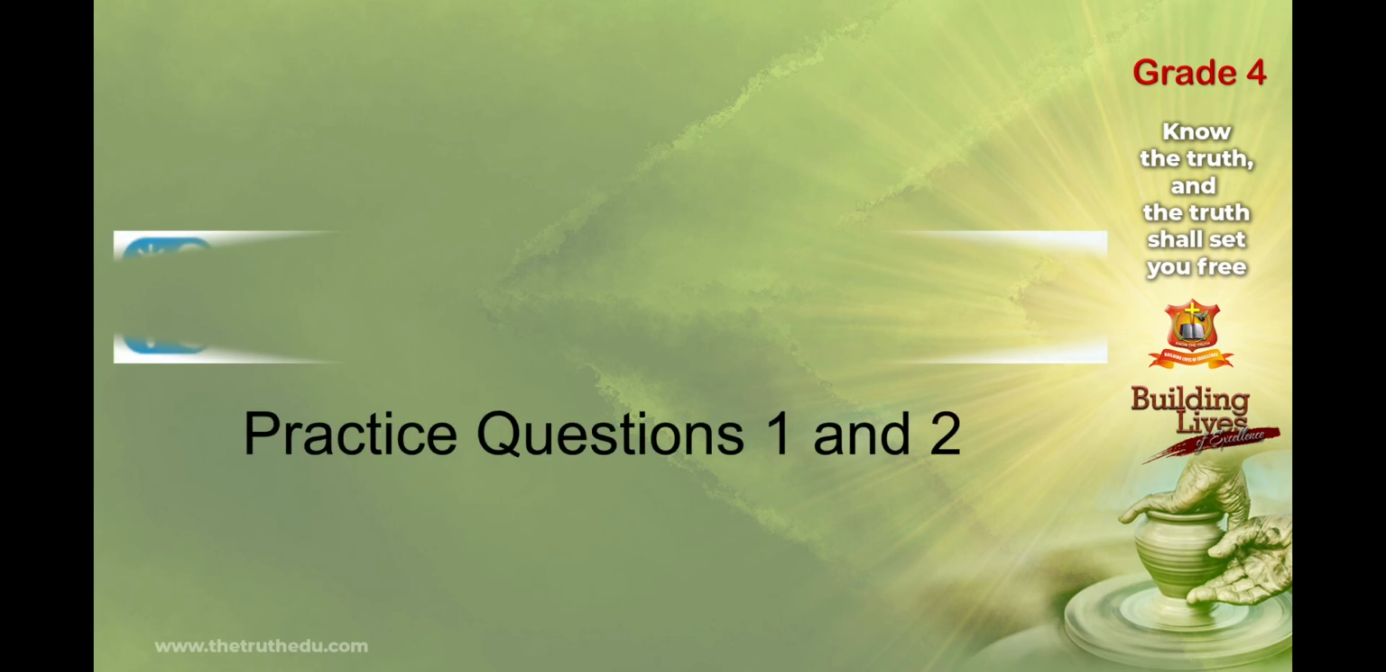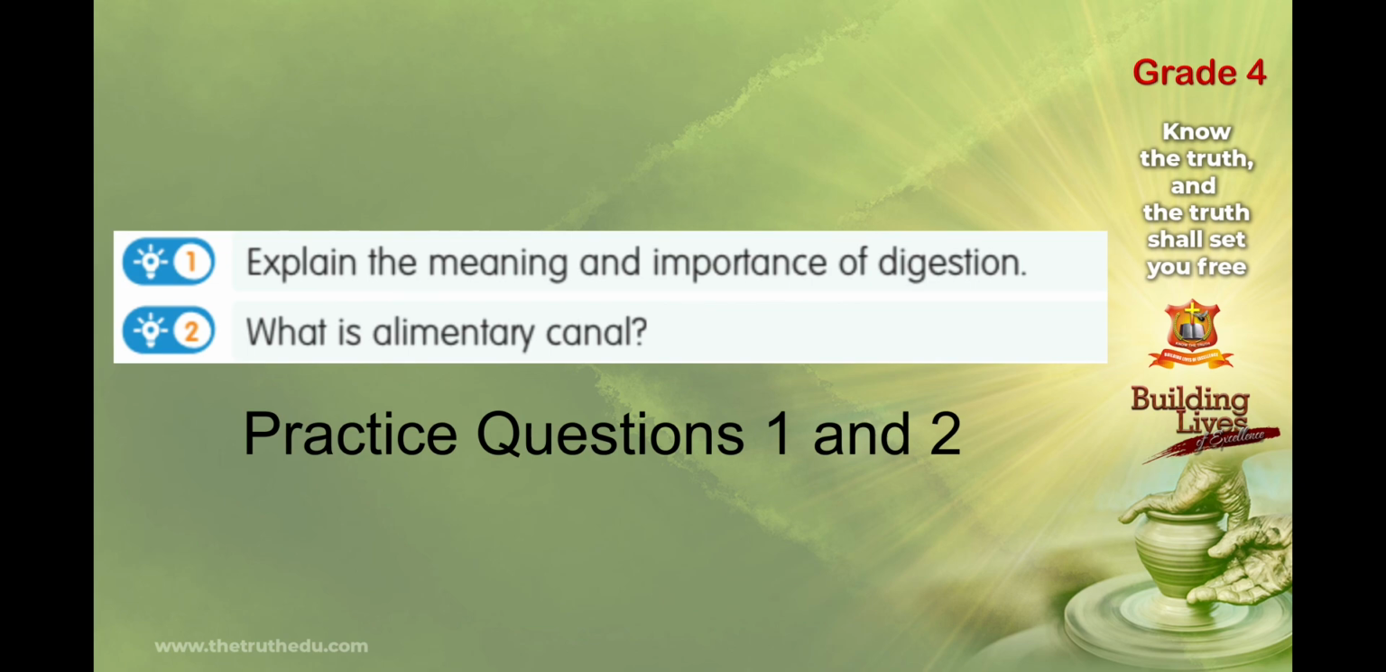Practice questions 1 and 2. I'll read the questions for you. Question number 1, explain the meaning and importance of digestion. Okay, you need to tell what is the meaning of digestion and what is the importance. Why is digestion important for us? You need to write both of them. Okay. And question number 2, what is alimentary canal? Okay, I told you what is the alimentary canal. I told you it is also known as digestive tract. So what is digestive tract or what is alimentary canal? You need to write. Okay.